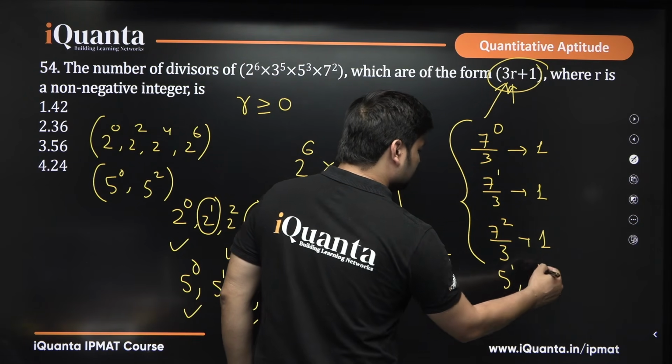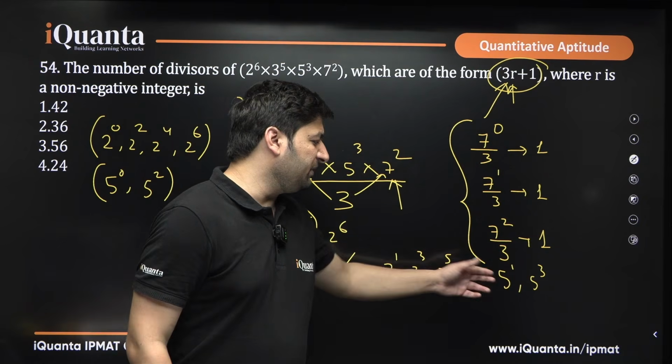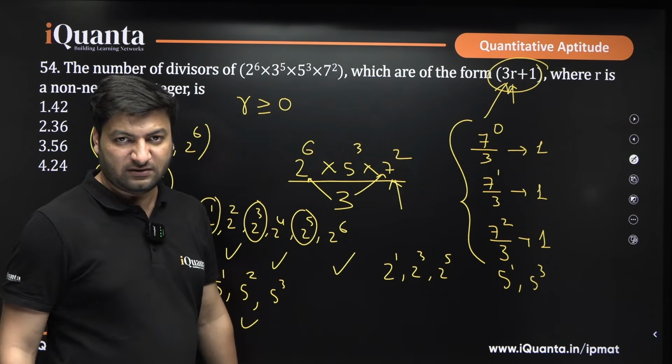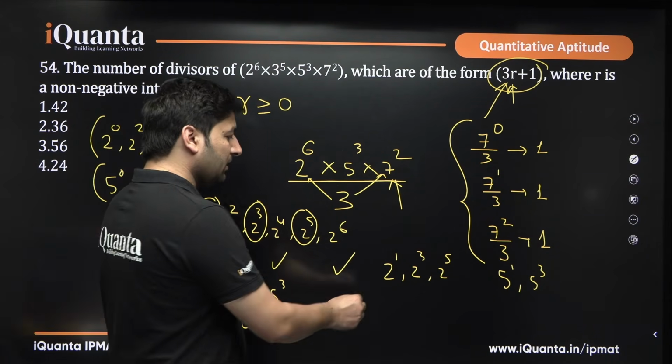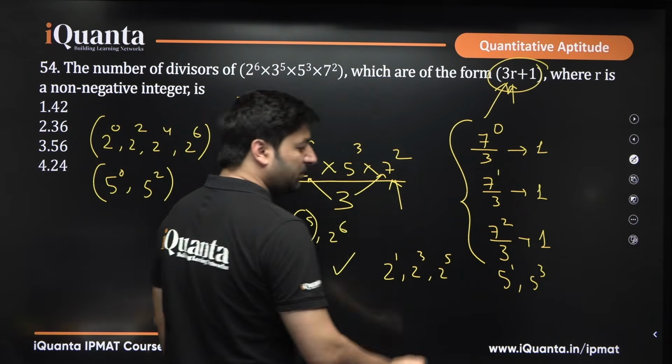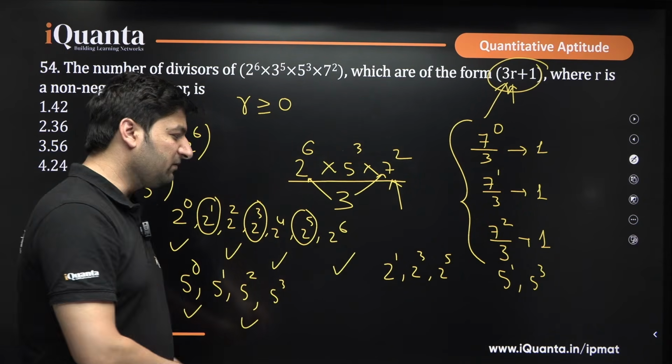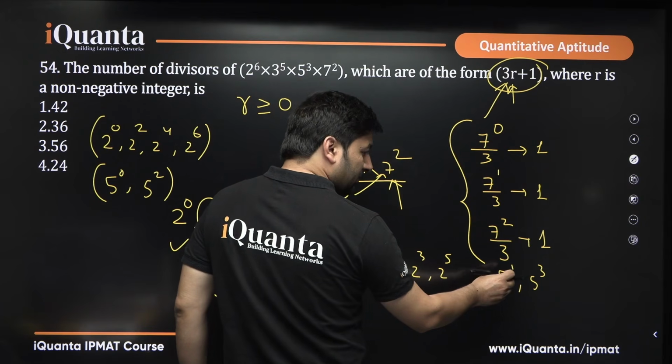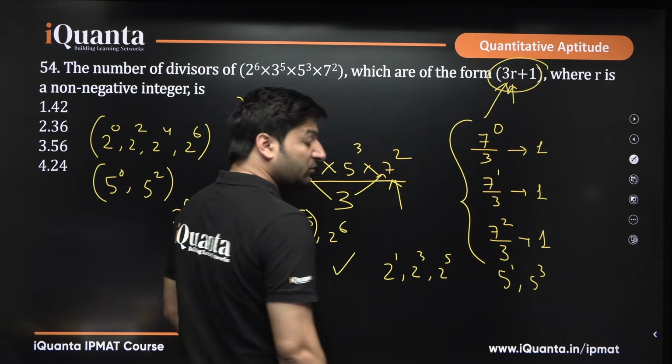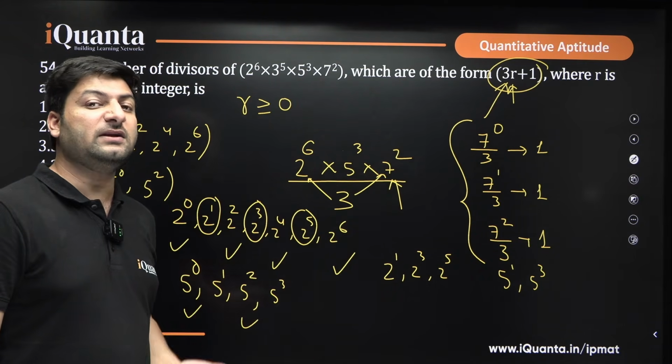What about these? Will any combination of these two give me remainder 1? See, if I take 2 to the power 1 and 5 to the power 1, what happens? 2 to the power 1, 5 to the power 1 is 2 into 5, which is 10, and 10 divided by 3 gives remainder 1.